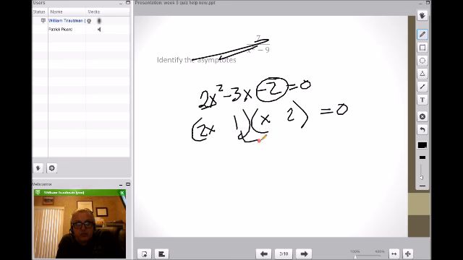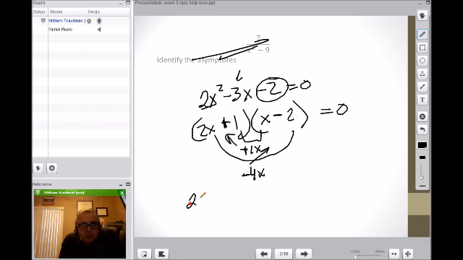Do you see how this turns to 1x? And the outside turns to 4x. We need to end up equaling a negative 3x. So this becomes negative and this becomes positive. The bottom number, the sign goes to the left. The top number, the sign goes to the right. So my solutions are 2x plus 1 equals 0 or x minus 2 equals 0.